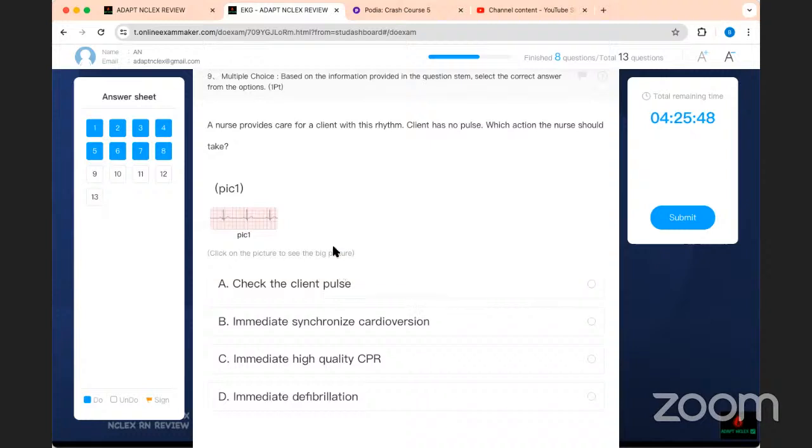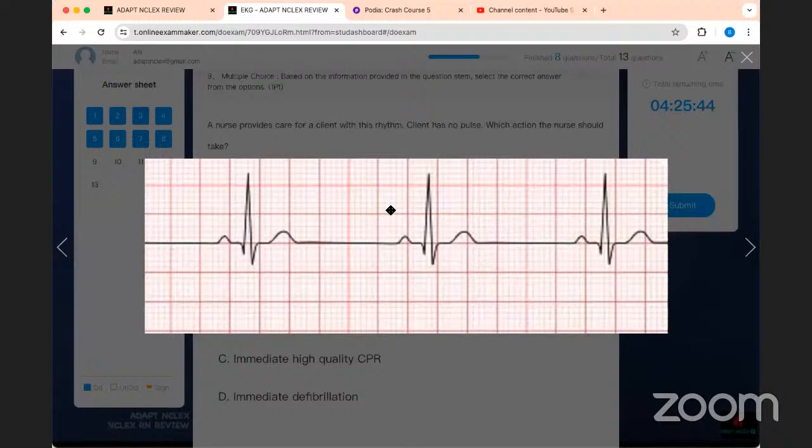Stick with the concept. And who knows the concept of PEA? What is the number one concept? Tell me. The main concept of PEA is the same thing as asystole. I said it already. What is the concept? You don't shock. Excellent. It's not a shockable rhythm. So as asystole is not shockable.